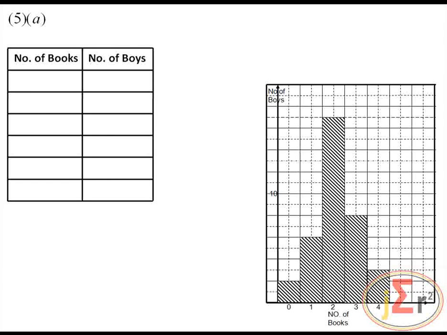This is our statistics problem. It says that in a survey, all the boys in a book club were asked how many books they each read during the Easter holiday. The results are shown in the bar graph below. That is the bar graph that we have right there, and we are required to use that graph and construct a frequency distribution.